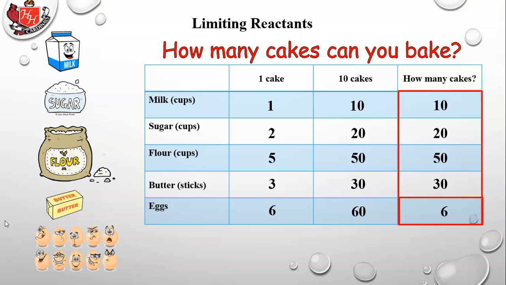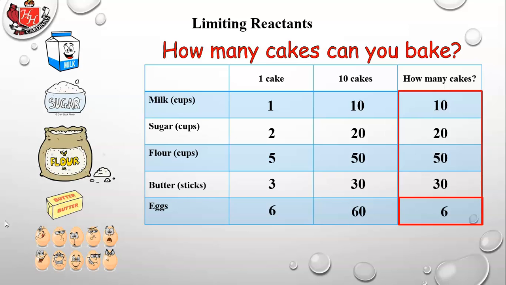Well, for the first 4 ingredients, you have enough to bake 10 cakes. But for the last ingredient, the eggs, you only have enough eggs to bake 1 cake. Therefore, you can only bake 1 cake. All the rest of those other ingredients you'll just have to put back on the shelf. You don't have enough eggs to bake more than 1 cake.